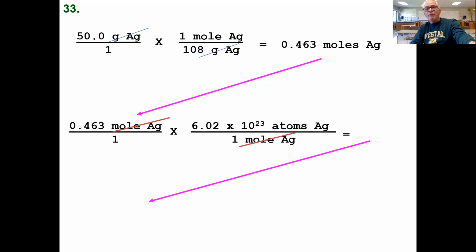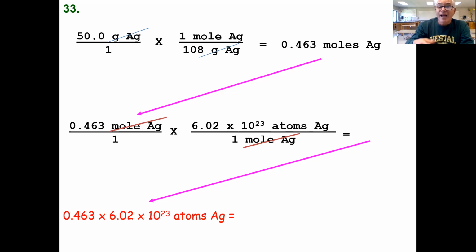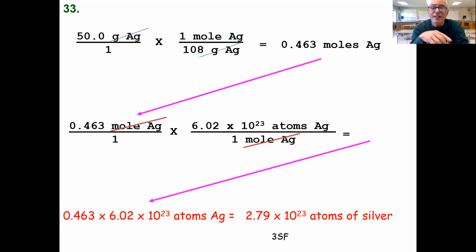Now, how do you do this math problem? You're going to multiply 0.463 times 6.02. So I'm going to do that. 0.463 times 6.02, and that equals 2.787. That's going to round to 2.79. Oh, look, I got it written down in red. That's what I did, times 10 to the 23rd. So it's going to be 2.79 times 10 to the 23rd. 3 significant figures, we're done. D-O-N-E done, we did it.